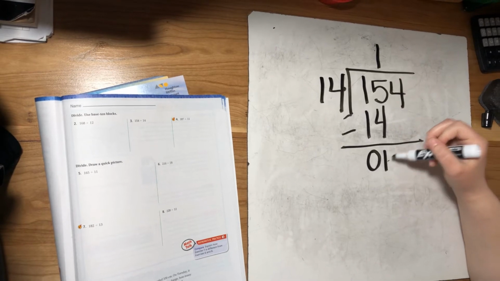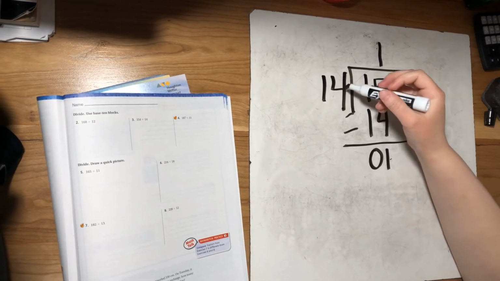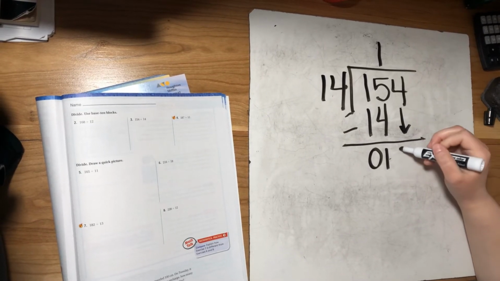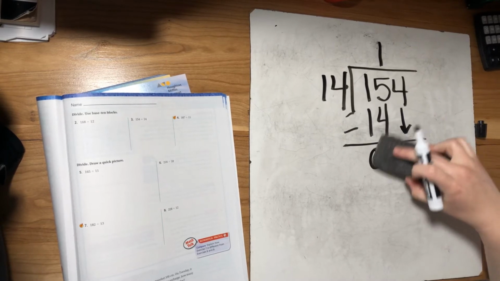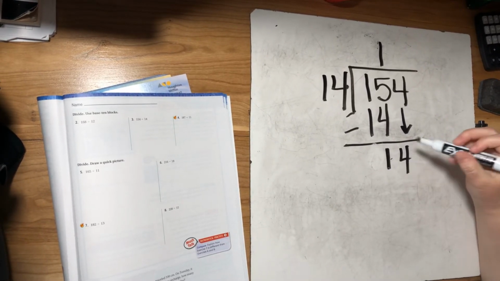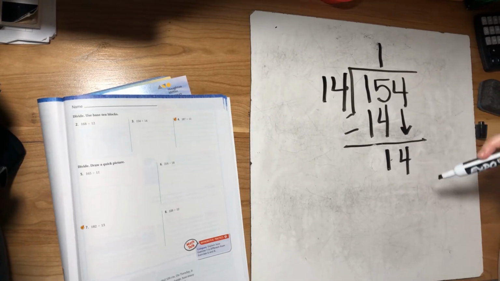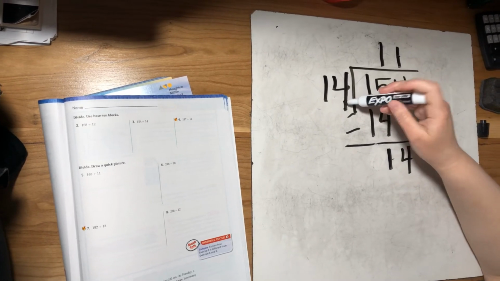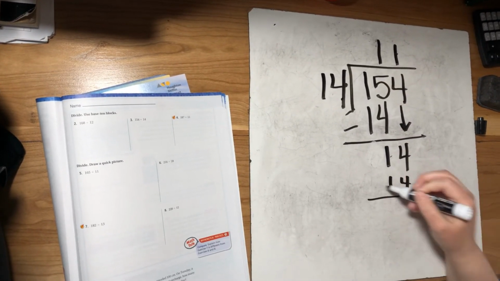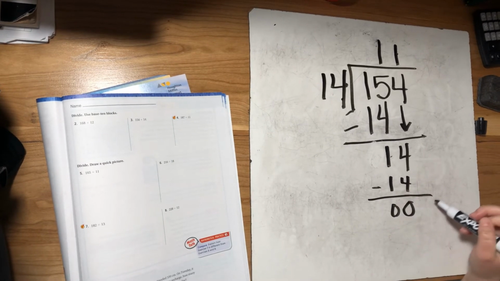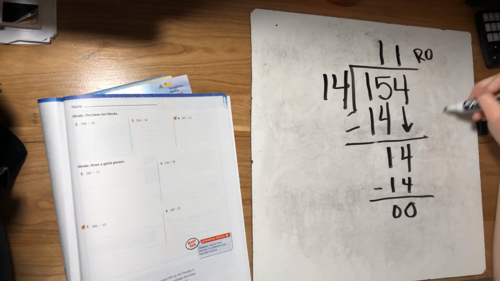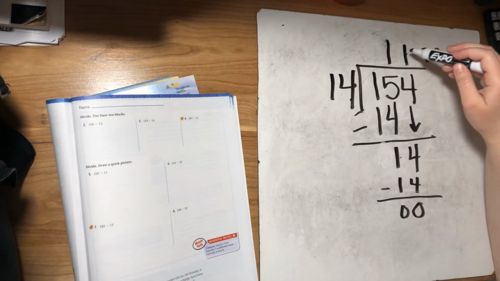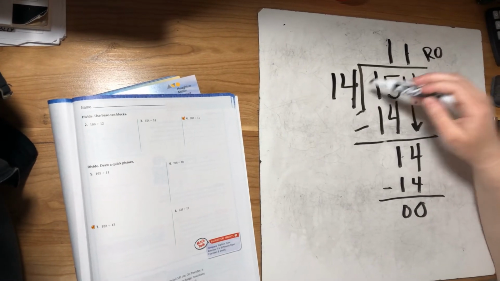So now we have 1. We are going to bring down the 4 because we can't do 14 goes into 1. Now we have 14. How many times does 14 go into 14? We know that it goes in exactly 1 time. So 1 times 14 is 14. Subtract it and we get 0. So again, the remainder is 0 because there's no more to bring down. So we have an answer: 154 divided by 14 is 11.